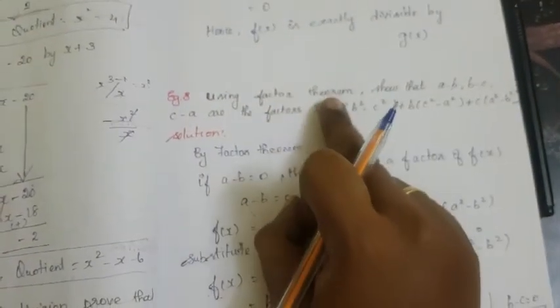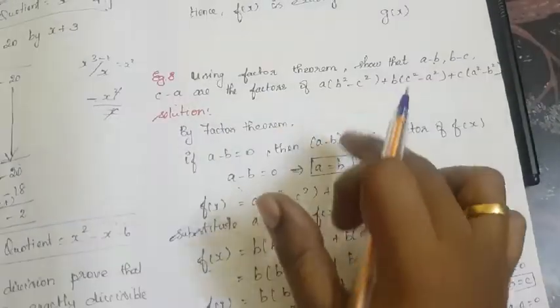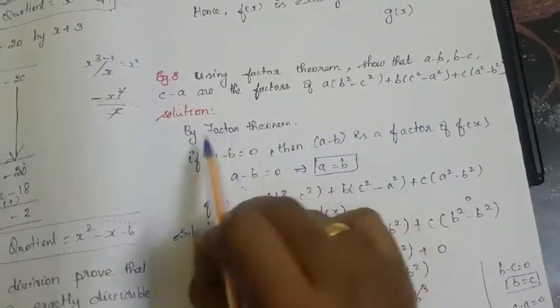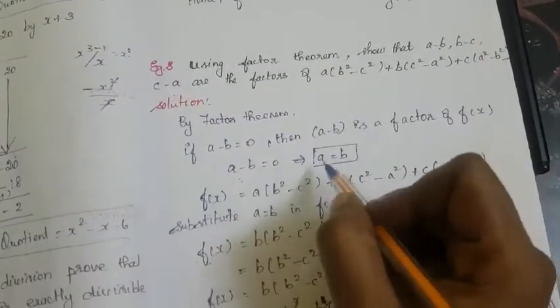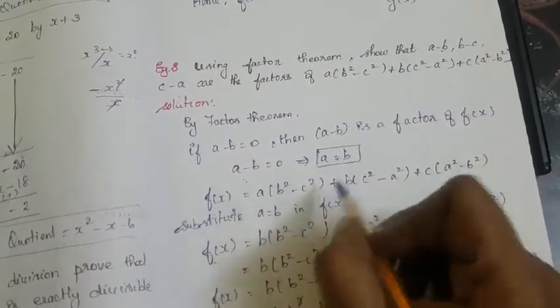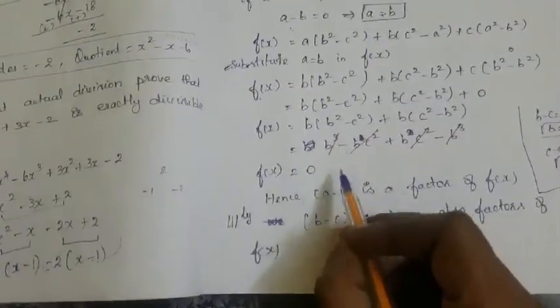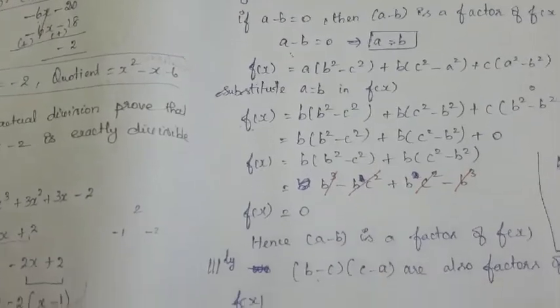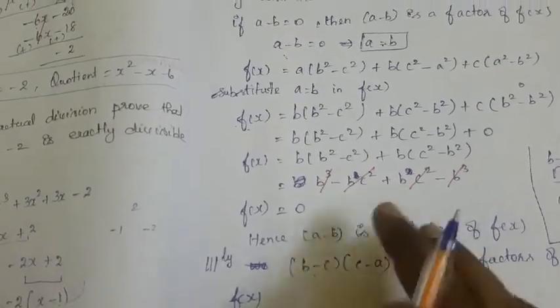Okay, so if the question says using factor theorem, first you have to write the factor theorem. By factor theorem, whatever you know, you have to write it. Then we substitute that value in f of x. We got the value 0, so they will be the factors of the given f of x. In this way you have to solve this type of questions.